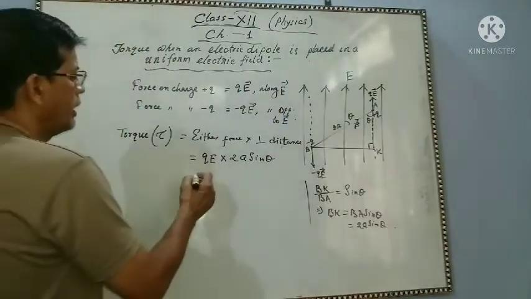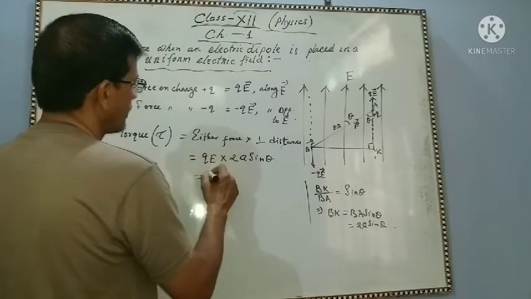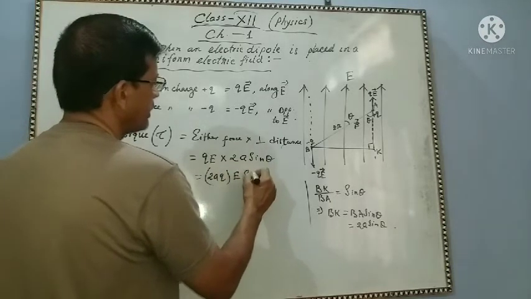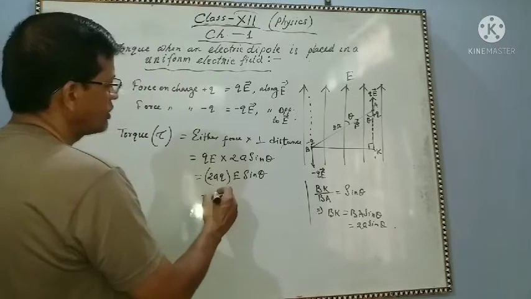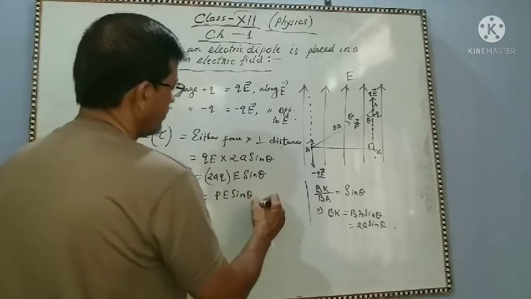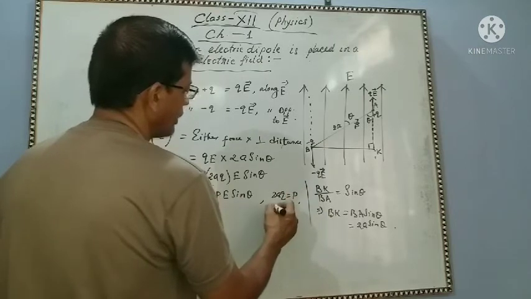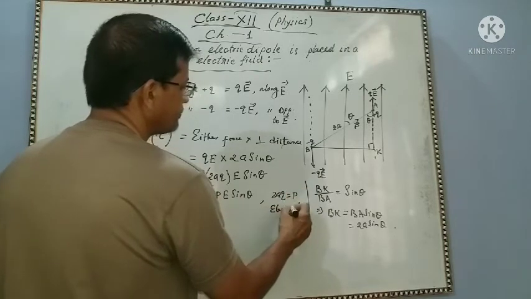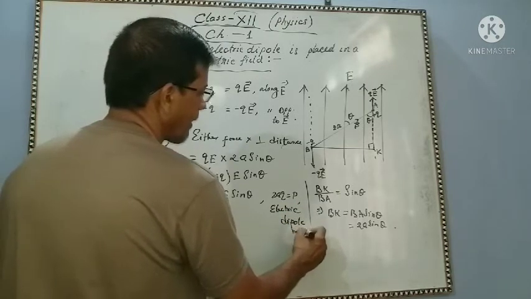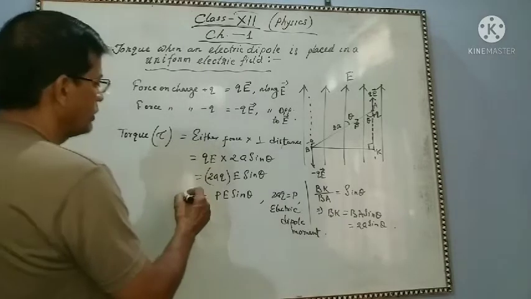Now we can write it this way: twice a Q into E sin theta. Twice aQ means P. Twice aQ equals P, the electric dipole moment. So we are getting tau equals P E sin theta.